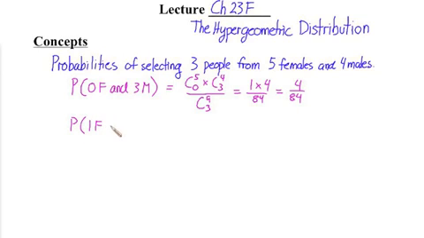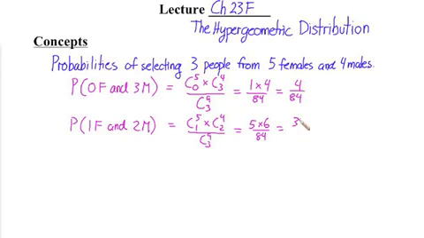Likewise, I can find the probability of selecting 1 female and 2 males. Here again, we'll have a combination of 1 female out of 5 and 2 males out of 4 over the same total number of combinations. That gets me 5 times 6 over 84, or 30 over 84.